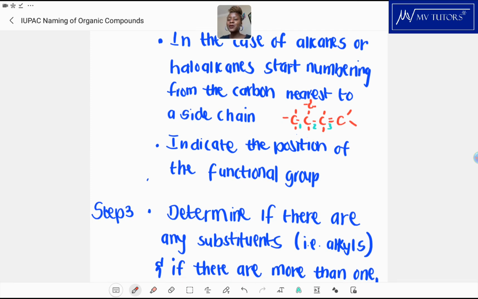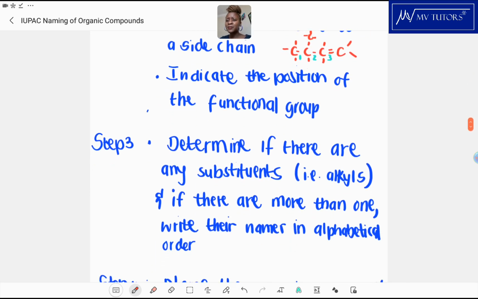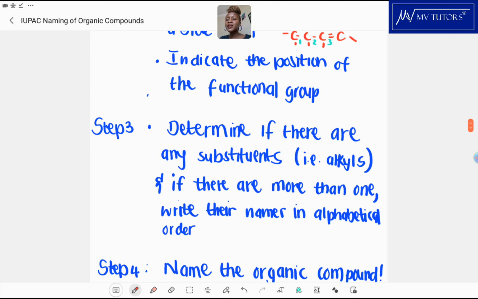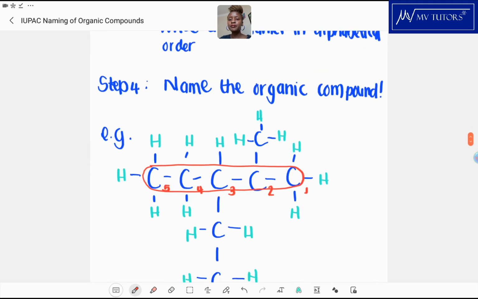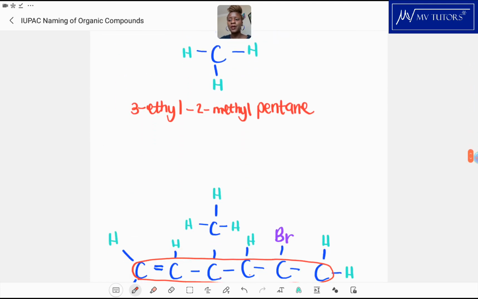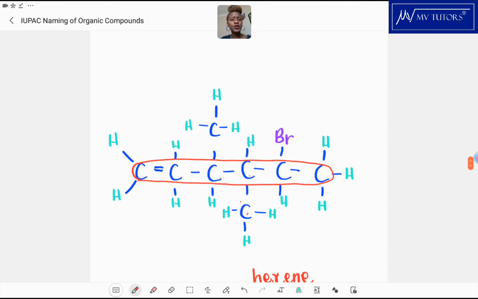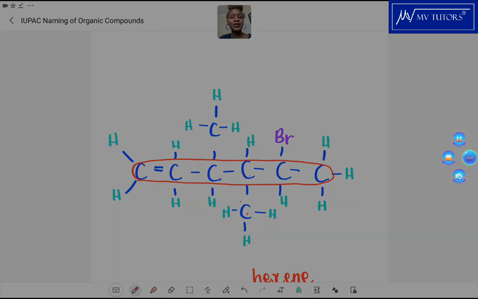Okay, what does it say about halogens? Is there anything else about halogens? So determine if there are any substituents. If there are more than one, write their names in alphabetical order. There is a rule about what you do with halogens. I'm gonna get back to you.